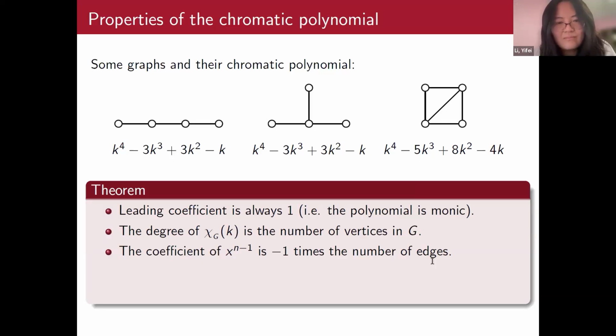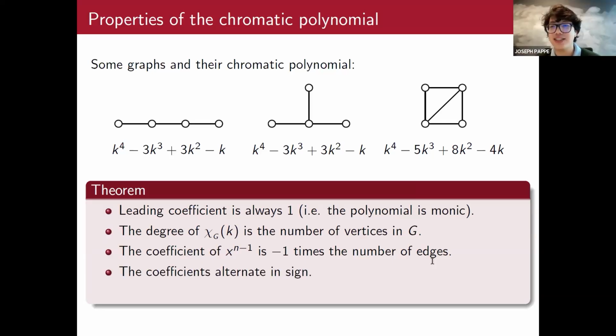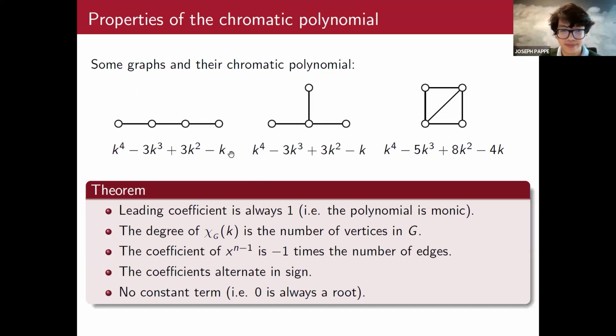I think my next point is exactly what you said. The coefficients alternate in sign. And I actually forget what my last one was. Ah, there's no constant term, right? Because 0 is always a root, because you can't color these graphs with 0 colors.